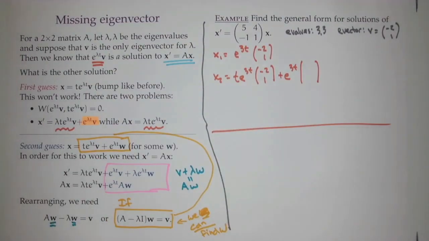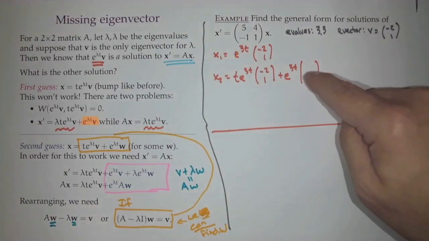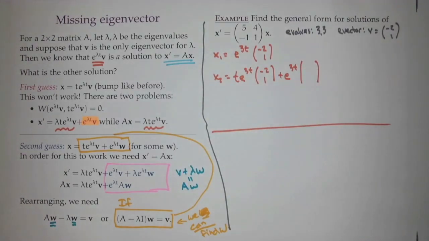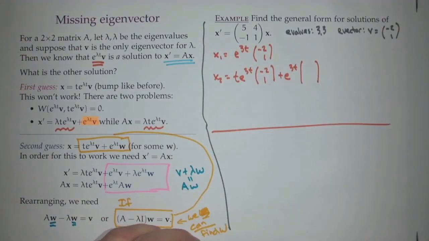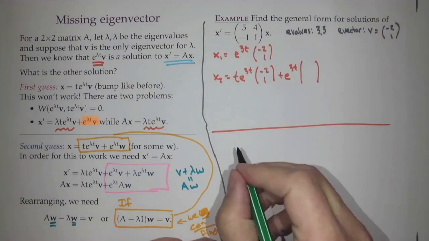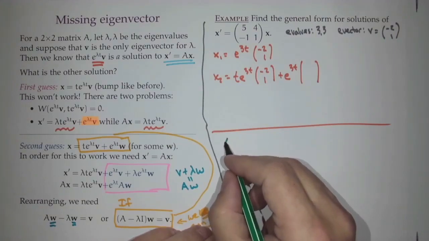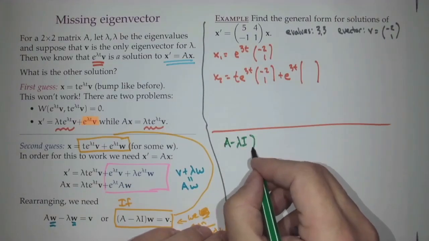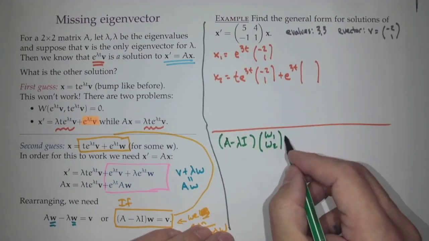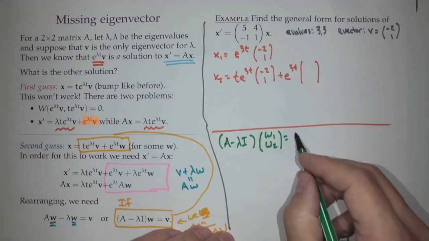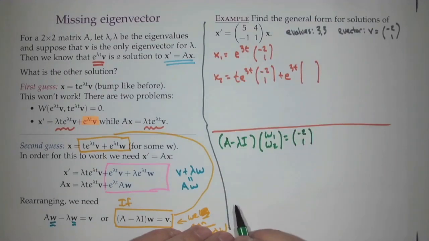All right. So our work is what goes in the box. As they ask, what's in the box? Okay, well, we're going to figure that out. Be patient. So let's start by looking at this. We need A minus lambda I times w, which I'll call w1, w2, is equal to v, which is minus 2, 1.